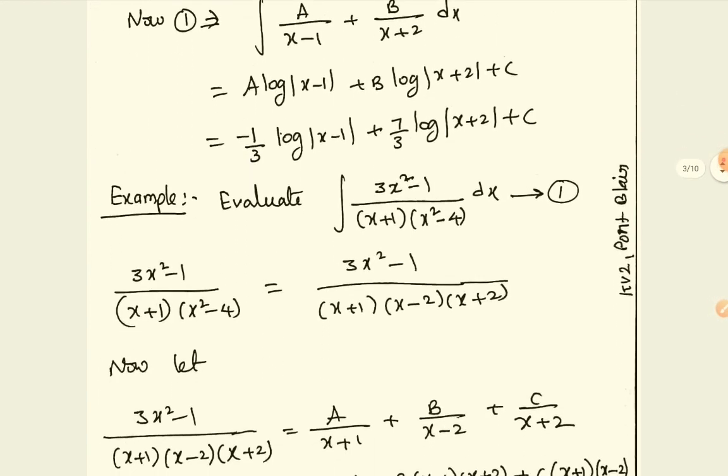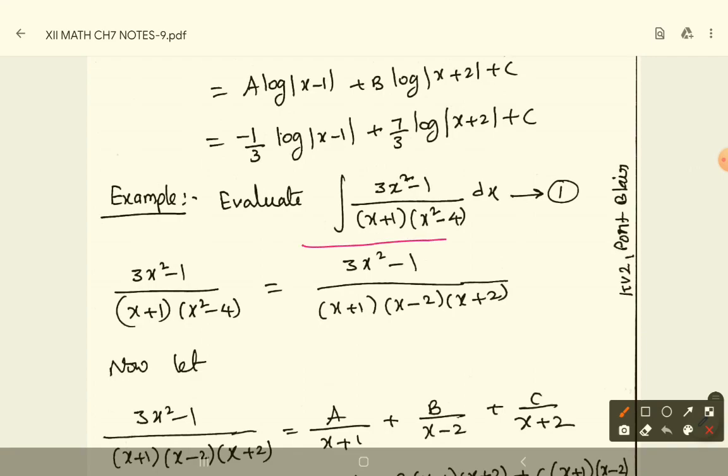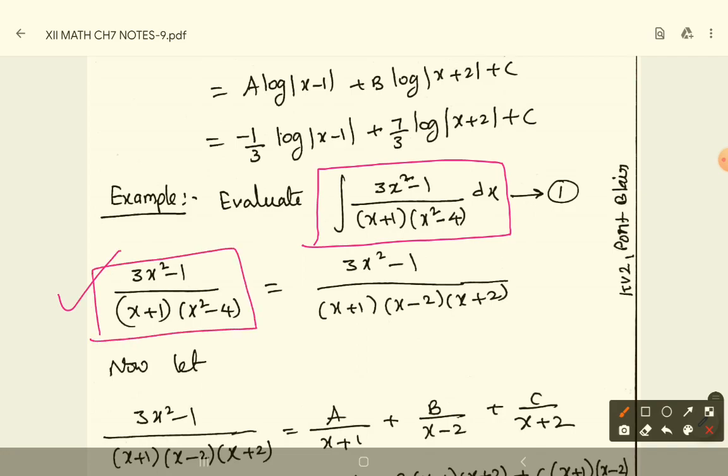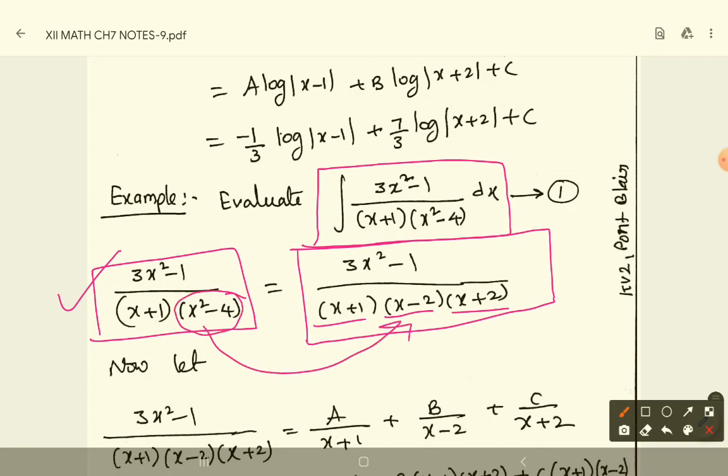Evaluate (3x² − 1) / ((x + 1)(x² − 4)). Let's take this as (3x² − 1) divided by (x + 1)(x − 2)(x + 2), because x² − 4 can be factorized. That means we can express the denominator as distinct linear factors.